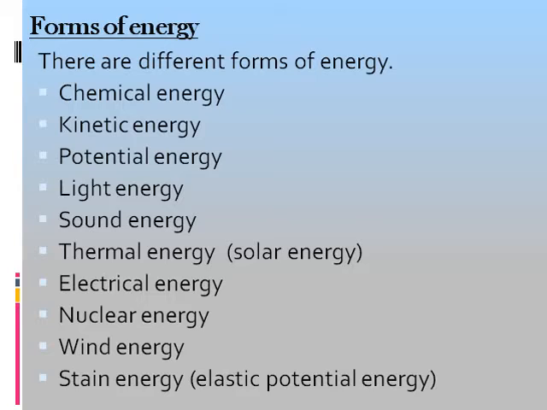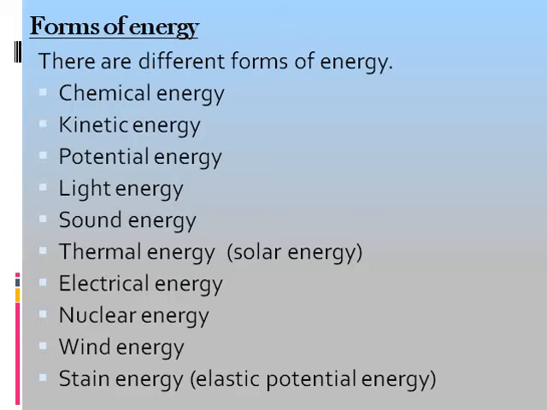A moving object has kinetic energy. The faster the object moves, the greater kinetic energy it has. Means any moving object possesses kinetic energy. The formula of kinetic energy is half mv square.